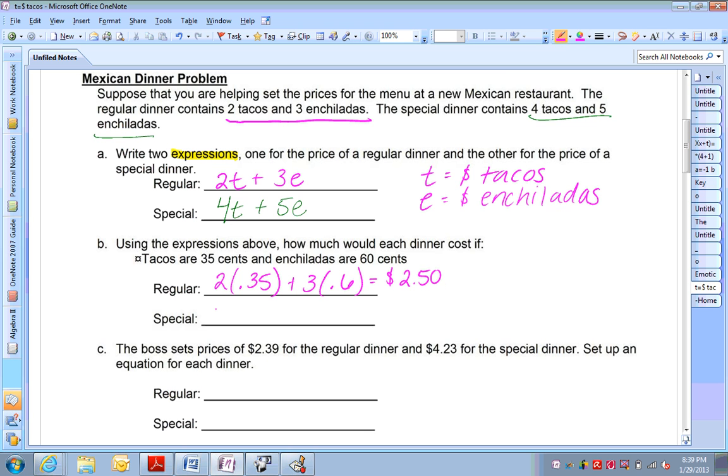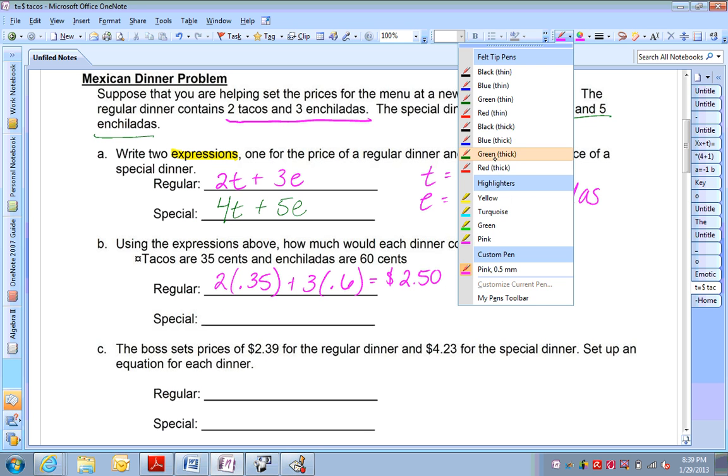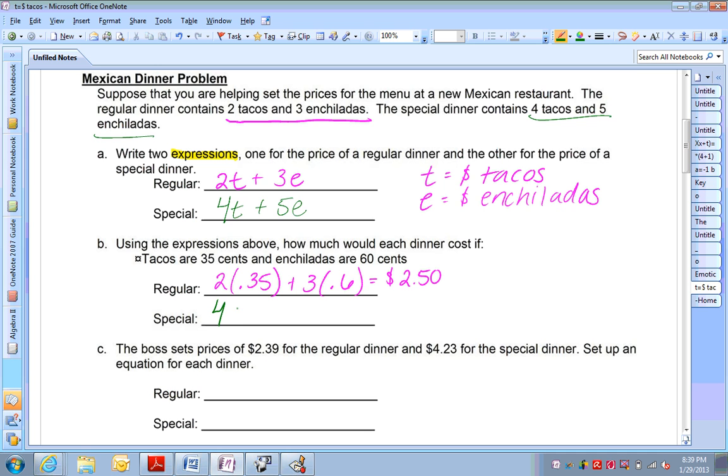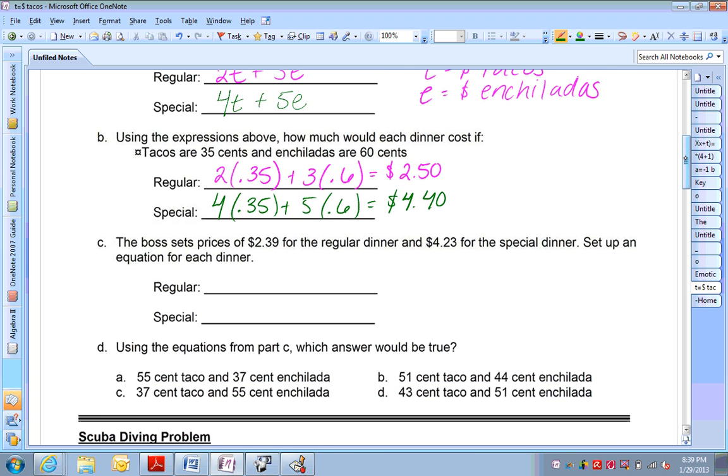Okay, now for the special dinner, we're going to do the same thing. We're going to have 4 times the price of a taco, which is 4 times 0.35, plus 5 times the price of an enchilada, which is 5 times 0.6. And when you enter that into your calculator, you end up with $4.40. So, if tacos were 35 cents and enchiladas were 60 cents, you'd spend $2.50 for a regular dinner and $4.40 for a special dinner.